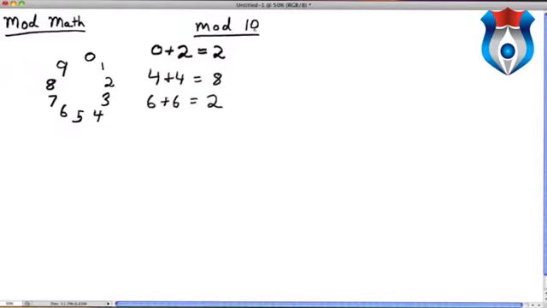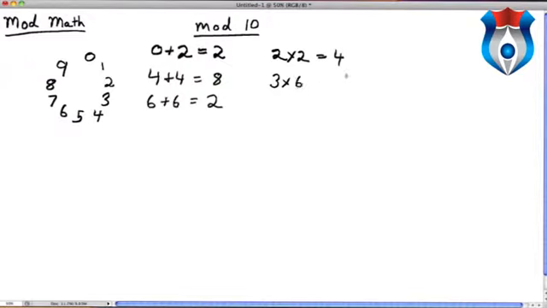So addition is pretty simple. Multiplication is the same way. Multiplication means the same as it does before, which is if you have 2 times 2, that's the same as adding 2 to itself twice. So that's 4. And where it gets interesting is where we have something like 3 times 6.